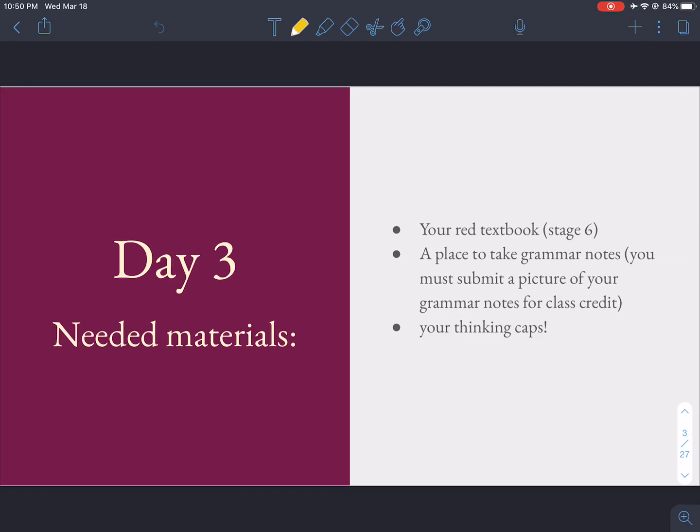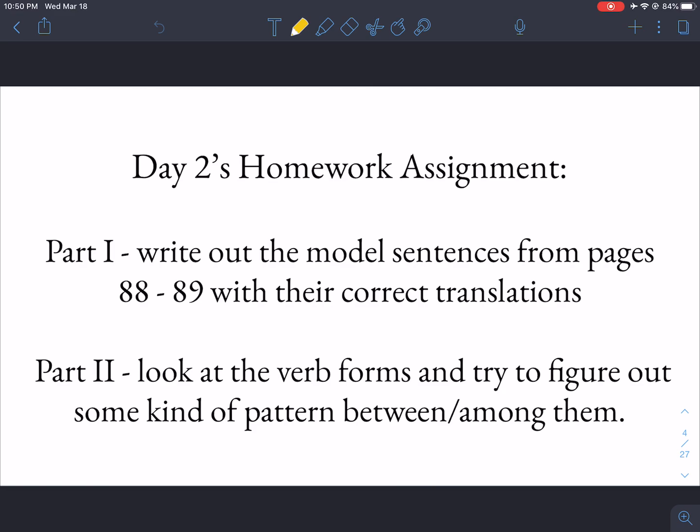So without further ado, day 2 homework. As a reminder, the assignment was part 1: you have to write out the model sentences from pages 88 to 89 with the correct translations that I provided for you in the video for day 2. And part 2, you were supposed to look at the verb forms in those model sentences and try to figure out some kind of pattern among them. I gave you a hint and said perhaps you should isolate the verbs themselves, write them out, and see what kinds of things you can look for.